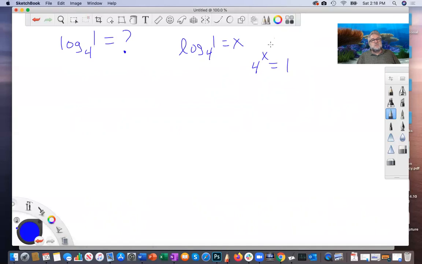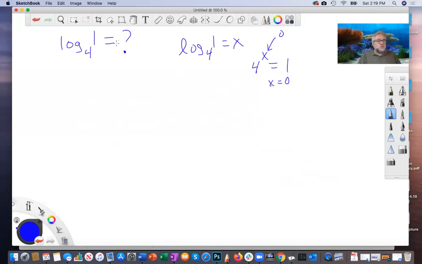What exponent, when I raise 4 to it, will give me 1? Not 1/4, because that's the fourth root. That's completely different. The only exponent that turns something to 1 is 0. X is going to be equal to 0. And in fact, whenever you have a log of some base of 1, you're always going to get 0.